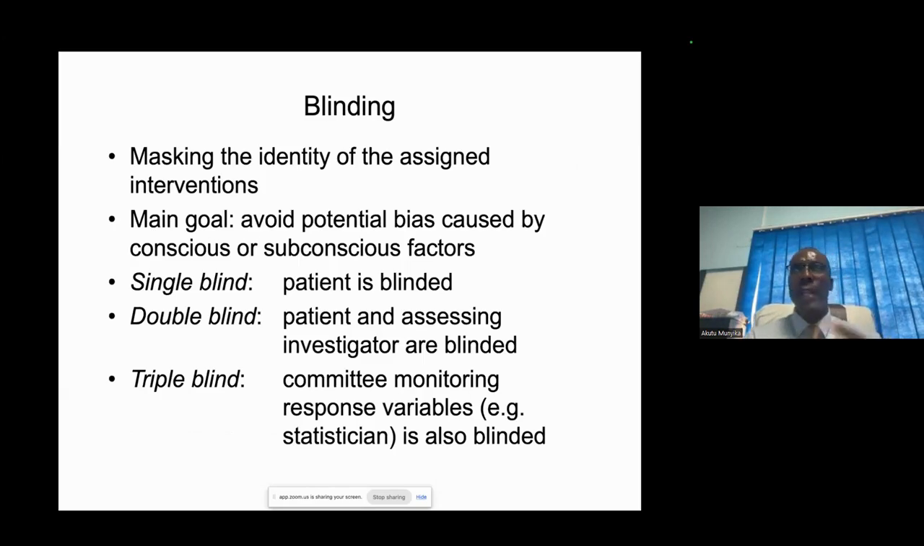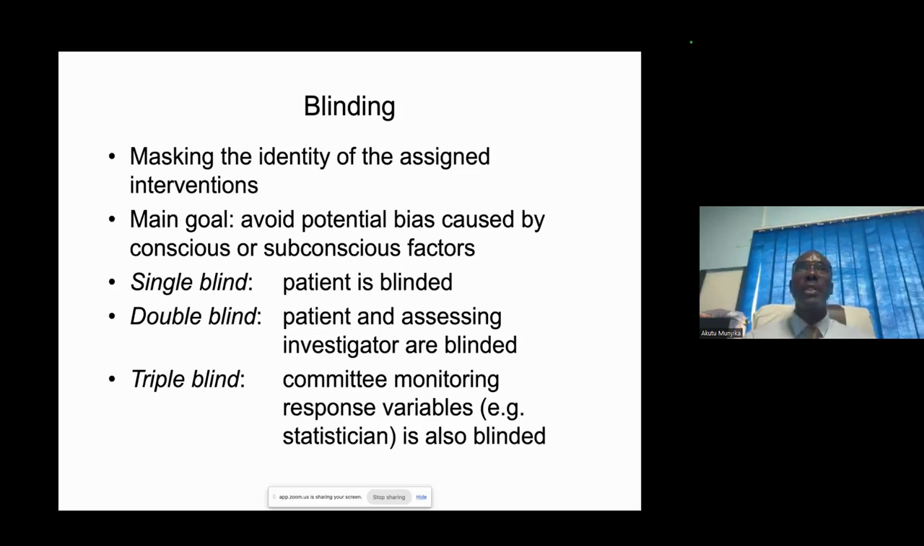The other concept that we mentioned that is very important is that of blinding when it comes to clinical trials, and especially when testing out a new treatment or new procedure against a known treatment or a known procedure. Blinding is masking the identity of the assigned intervention. The main goal is to avoid potential bias, which is caused by conscious or subconscious factors. So there are different types of blinding.